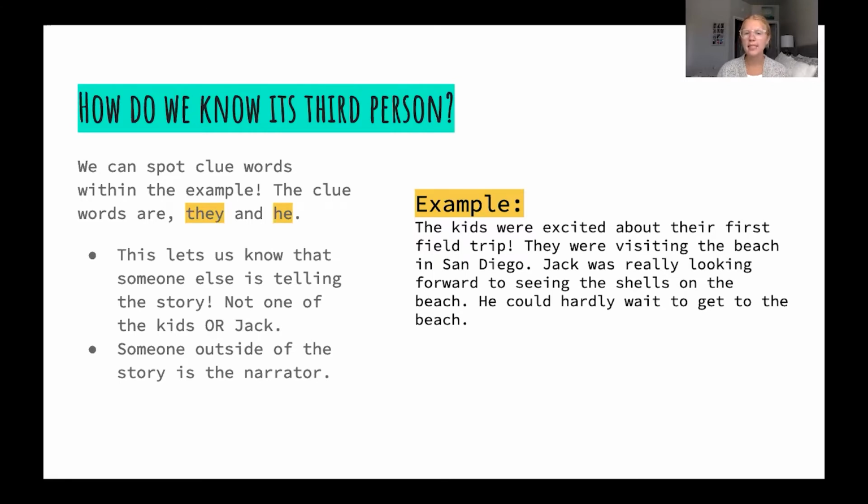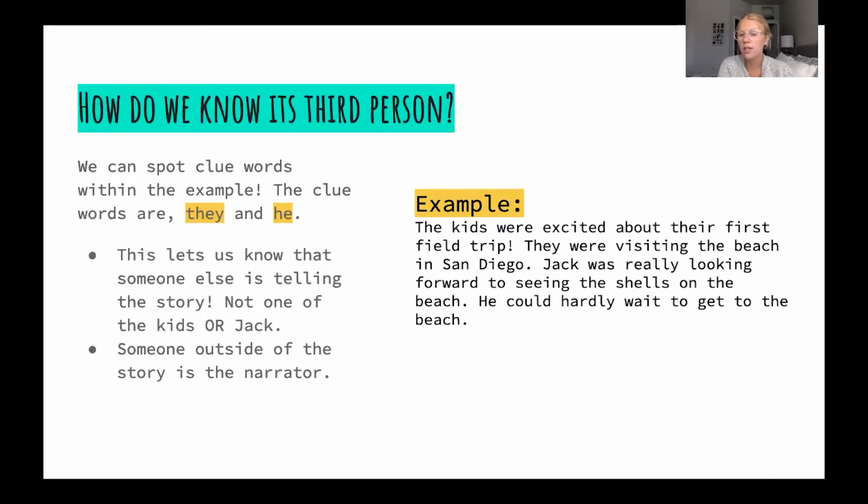So our example text says, the kids were excited about their first field trip. They were visiting the beach in San Diego. Jack was really looking forward to seeing the shells on the beach. He could hardly wait to get to the beach. So in this example text, we should notice a couple of clue words within the text that tell us that the story is written in third person.